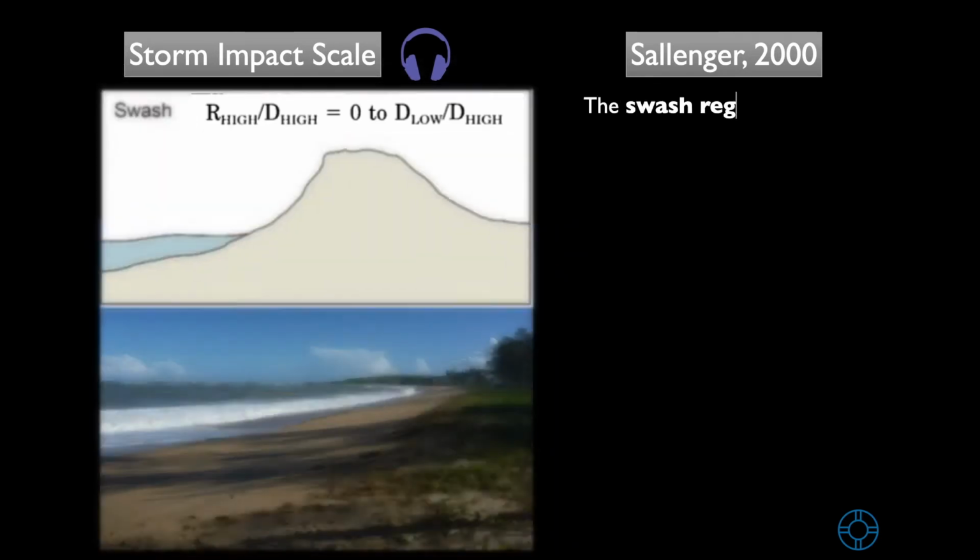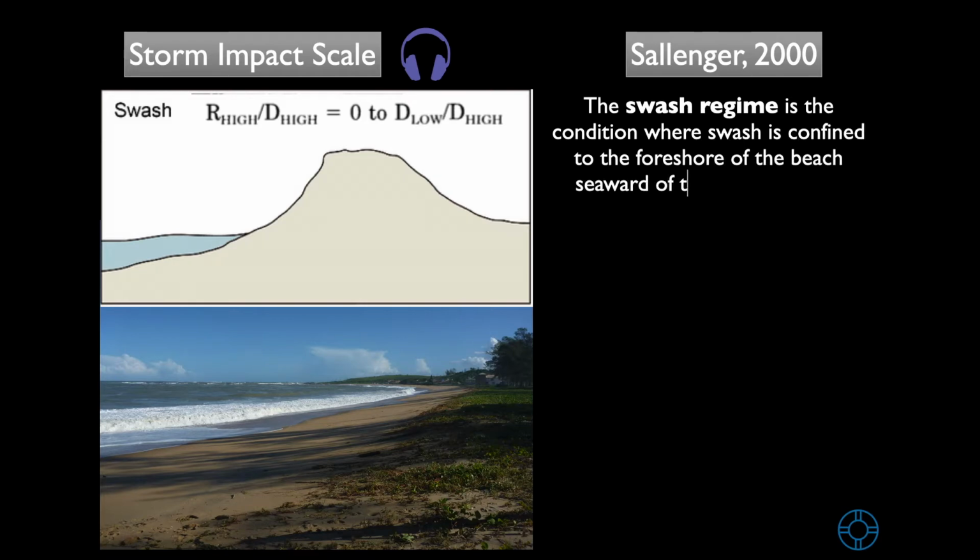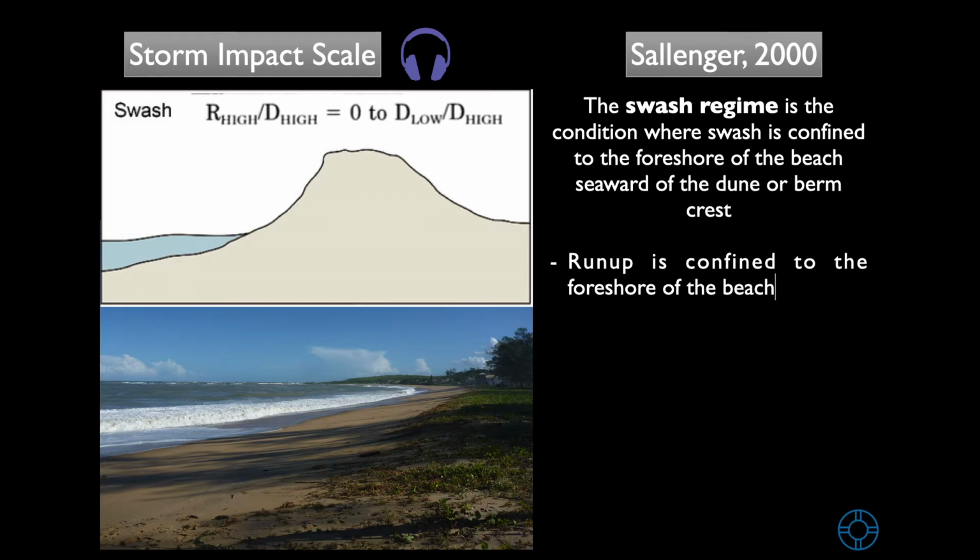The first of them is the swash regime, that is the condition where swash is confined to the foreshore of the beach seaward of the dune or berm crest. In this stage, the run-up is confined to the foreshore of the beach.